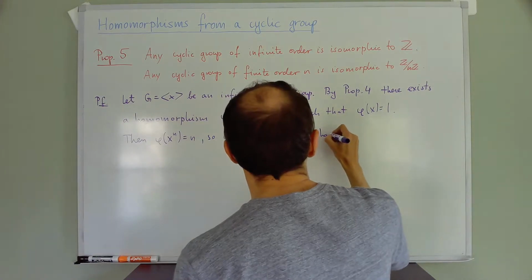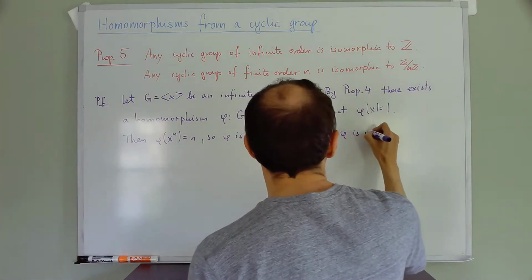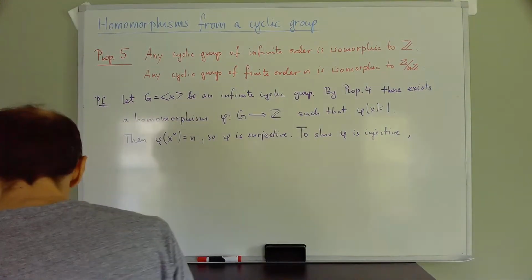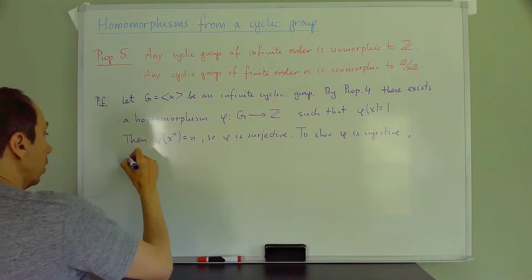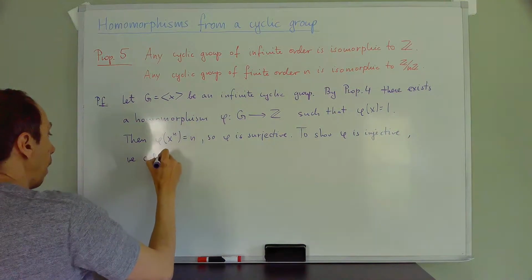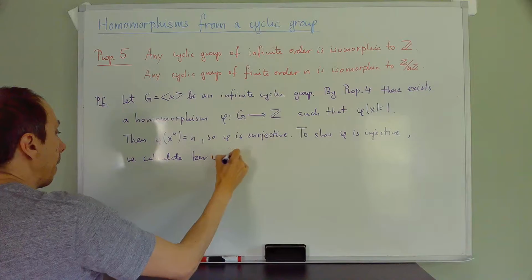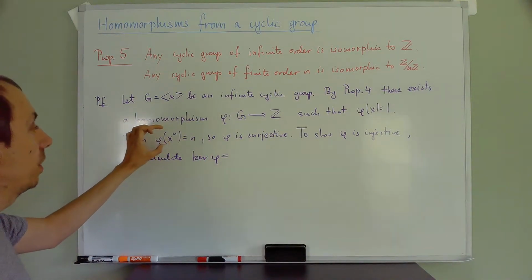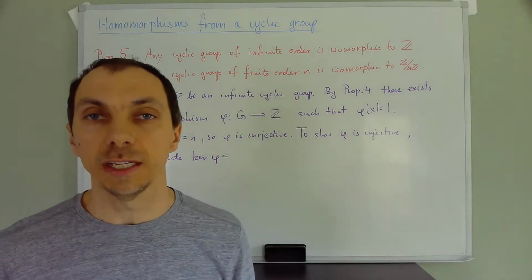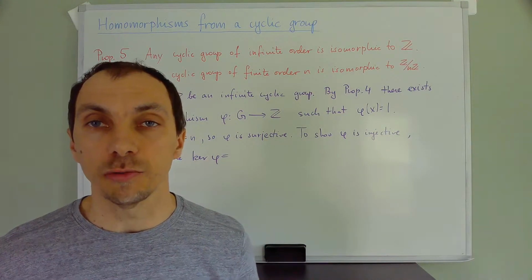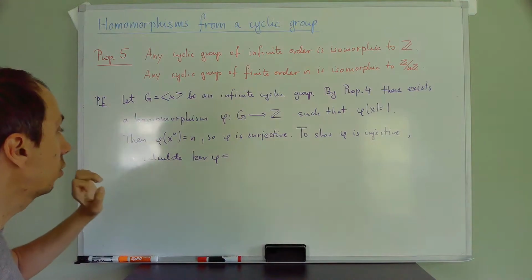To show that phi is injective, we can calculate the kernel. Okay, so which powers of X are sent to the identity? The identity in Z under addition is 0. So which powers of X are sent to 0?